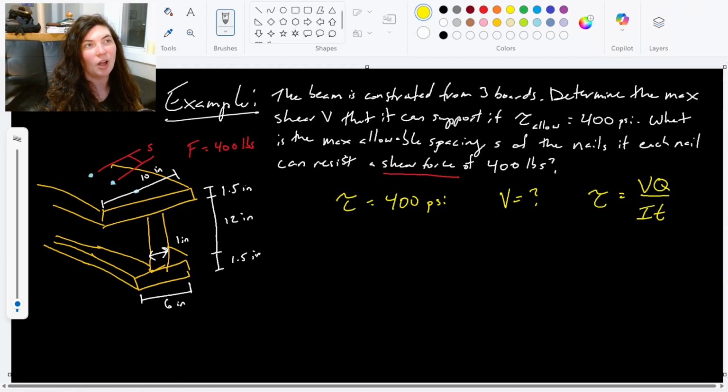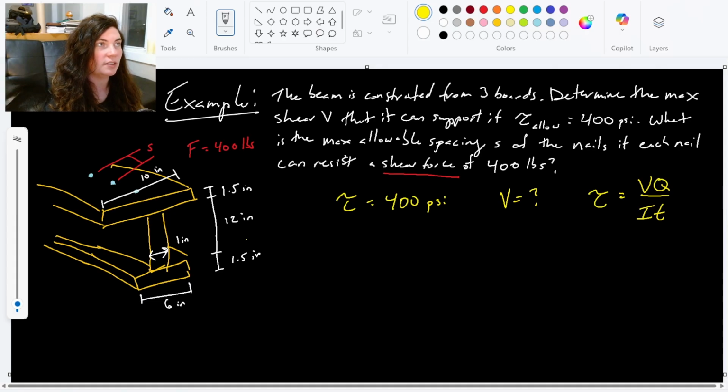So all we're going to need to do is rearrange this equation and find the ingredients we're missing, right? So they gave us the allowable shear stress. So we'll just have to find our uppercase Q, right? Our first moment of area, moment of inertia, and the thickness at the point of interest. And since it asks for the max shear, we know that max shear occurs at the centroid.